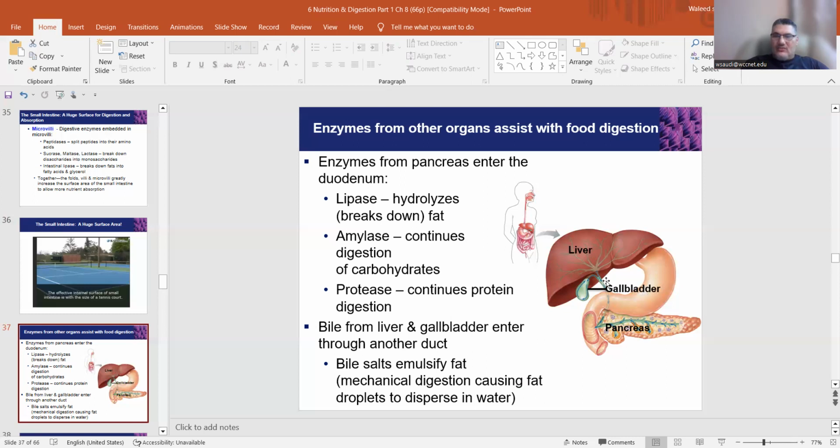What's the bile? The bile is going to help us to break down fat specifically because it contains something called bile salt. The bile works on the fat, bile salt.